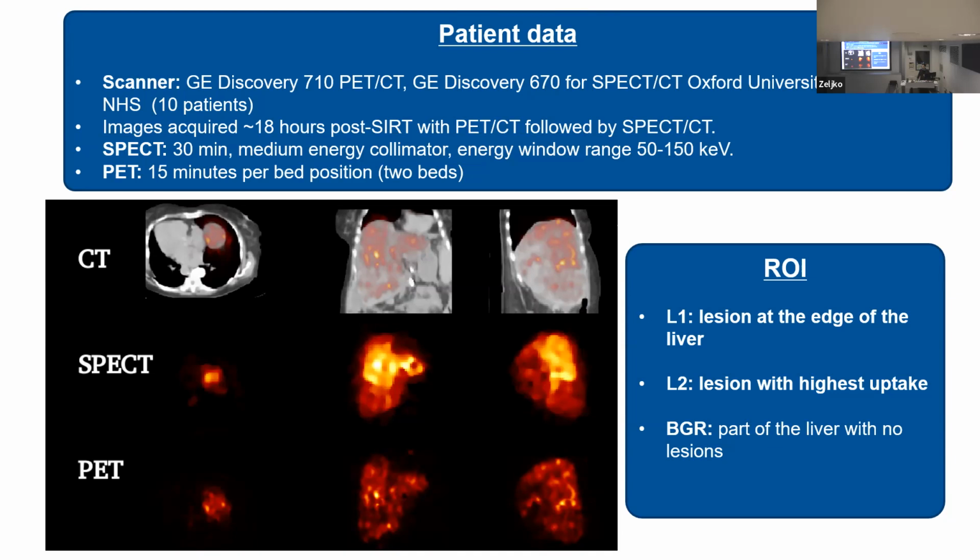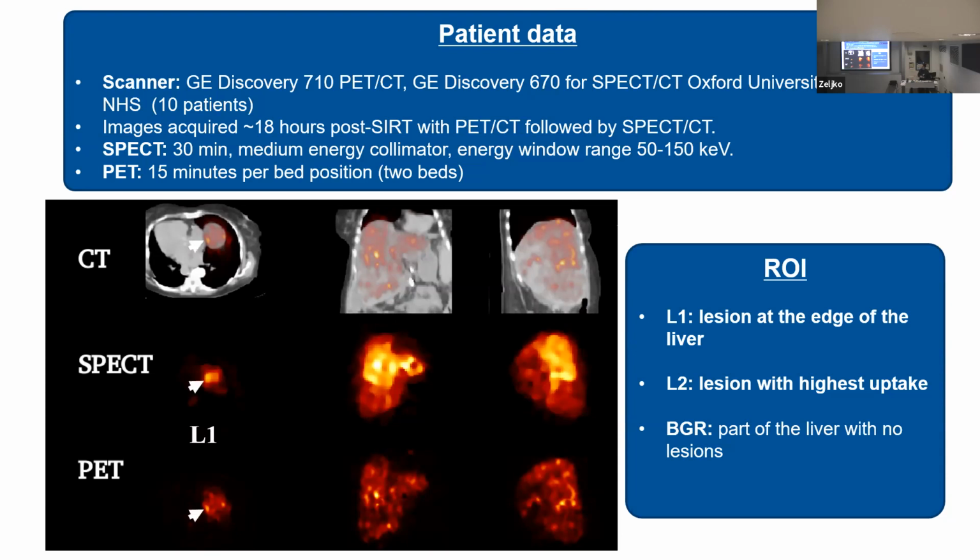Obviously, when comparing this to the NEMA phantom, there are some more levels of difficulty because we had to rely on registration. The patient needed to go from the PET room to the SPECT room, so you can expect that the CT images acquired there and the SPECT and PET data are not going to be perfectly registered. And also the PET data is acquired in two bed positions, so you need to reconstruct both positions separately, then combine them and register with CT and SPECT.